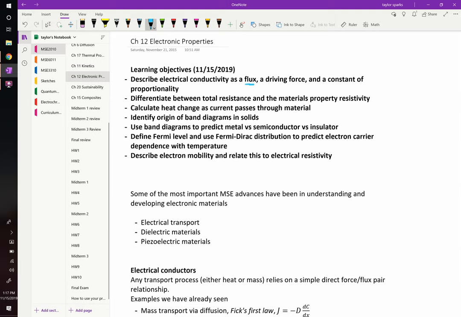We're going to calculate the heat that's generated as a current passes through a material. If we have time at the end of class today, we're going to introduce band diagrams and talk about what on earth a band diagram is and where it comes from. That's probably as far as we'll get. Okay?